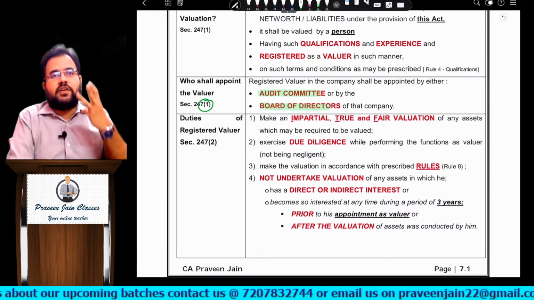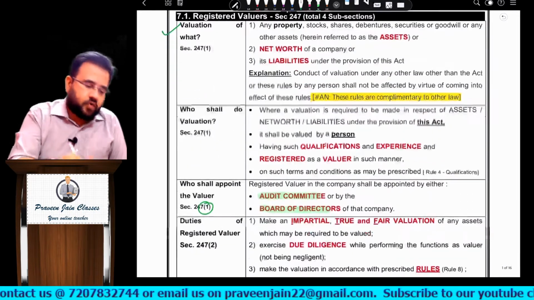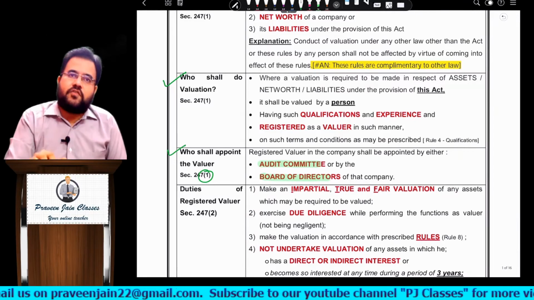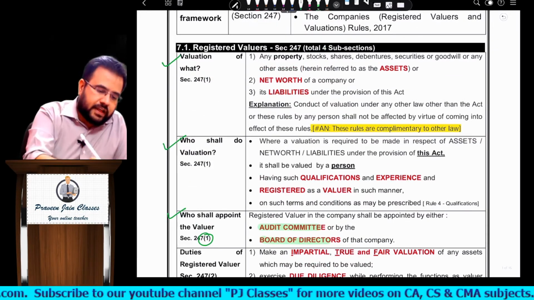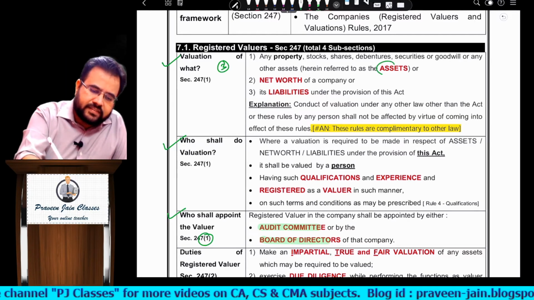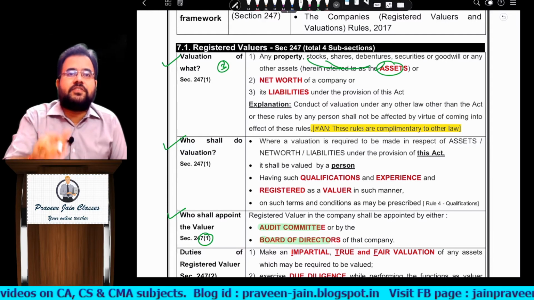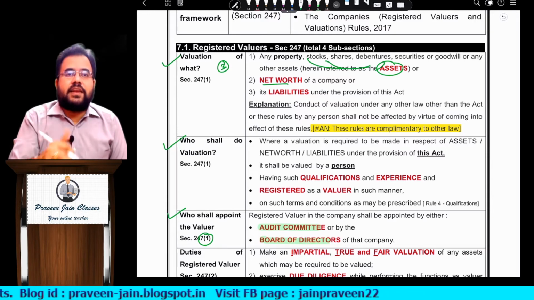So subsection 1 was answering 3 questions, sir. First, valuation of what? Next, who will do the valuation, sir? And who will appoint that registered valuer? So all 3 questions we got the answer, sir. So valuation of what? 3 things, which is assets, liabilities, net worth. In assets you have property, stock, shares, securities, debentures, and all these are covered. Goodwill is also covered, sir. Next, net worth, then liabilities, sir.